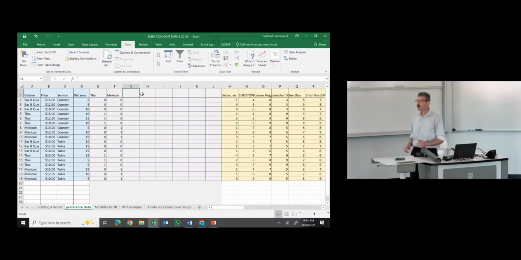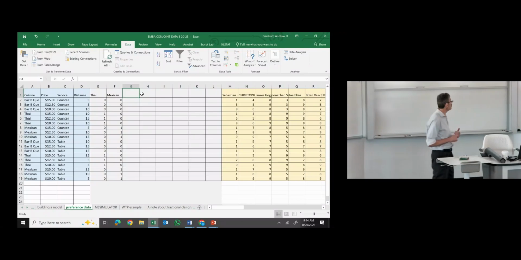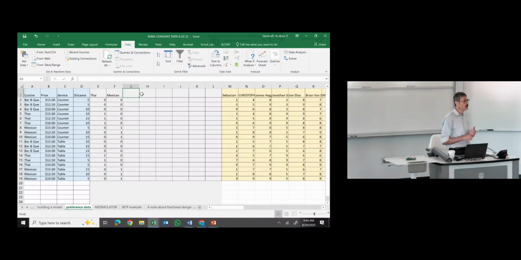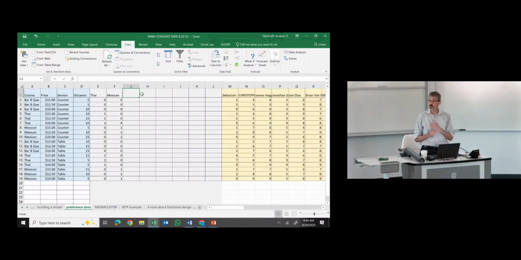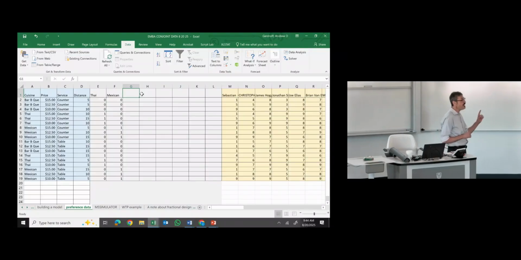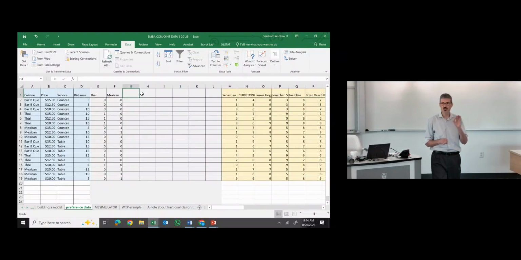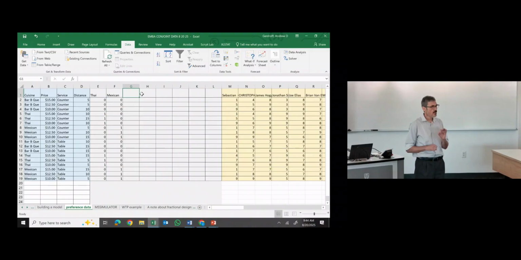Now, do I need dummy variables to represent price? No, I don't need dummy variables to represent price. They are numerical. But I'm going to use them anyway, and I'm going to show you why I'm going to use them anyway.